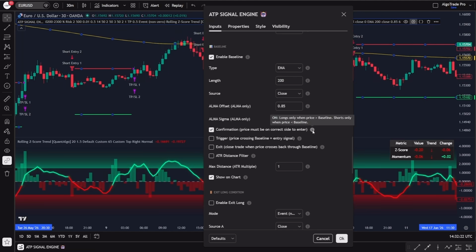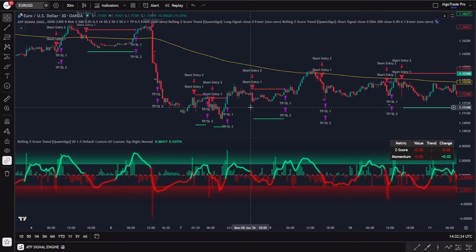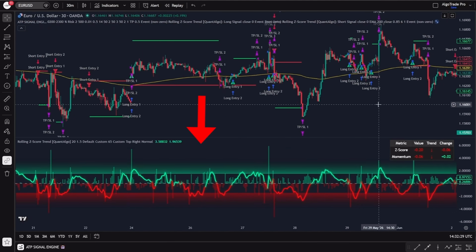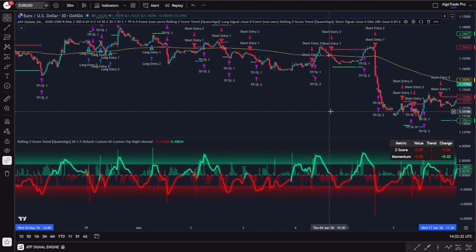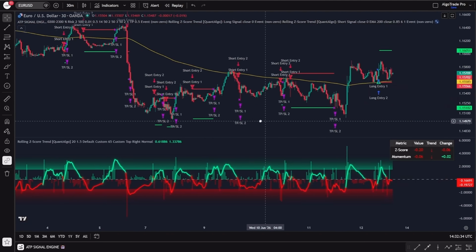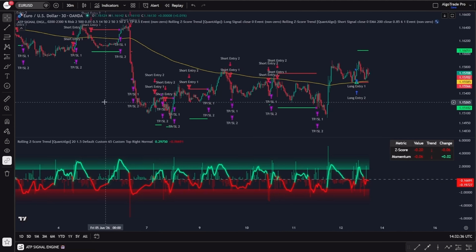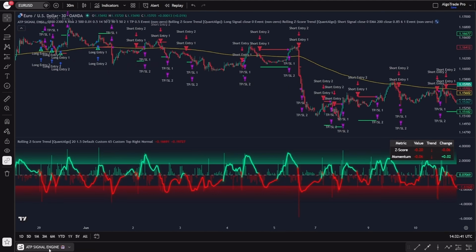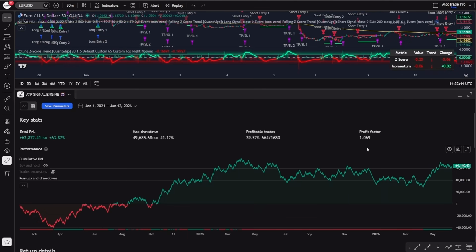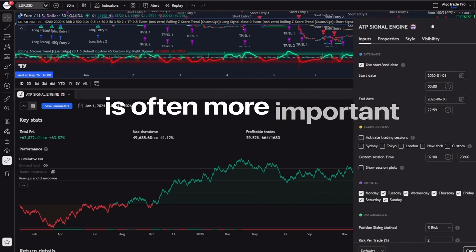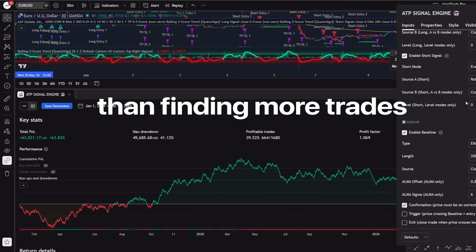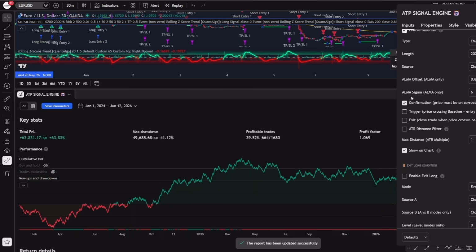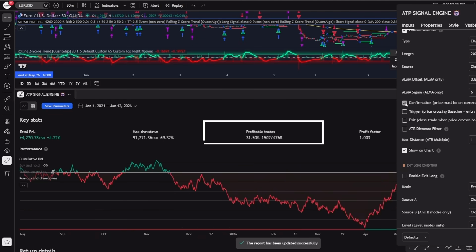The logic is extremely straightforward. Long trades are only allowed above the 200 EMA, and short trades are only allowed below it. In other words, we are forcing the strategy to trade in the direction of the broader market trend. And immediately you can see that many trades disappear from the chart. But that's actually a good thing, because removing bad trades is often more important than finding more trades. And if we compare the results before and after applying the baseline filter, the improvement is already very clear.